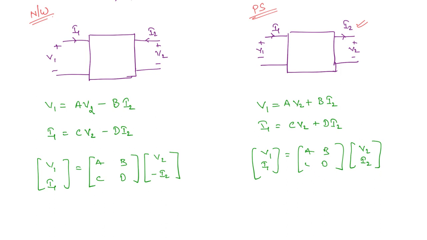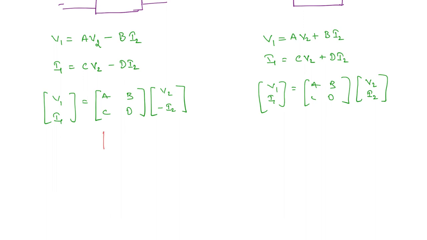So in this case, what will be A? A you can write as V1 by V2 when I2 is equal to 0. So what will be the units of A? It will not have any units. Then what about its name? We can call it the open circuit voltage ratio.